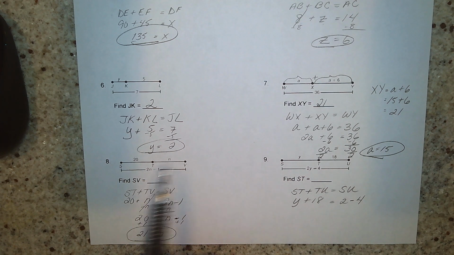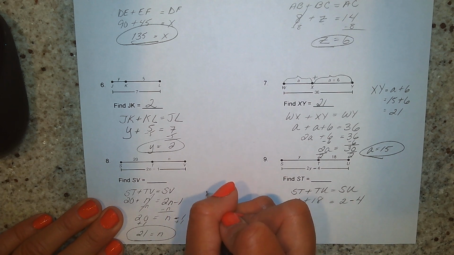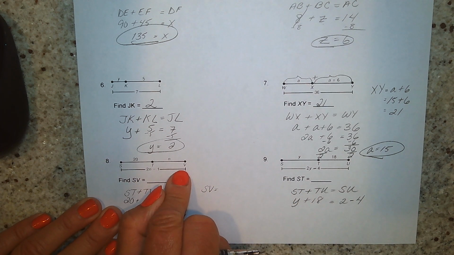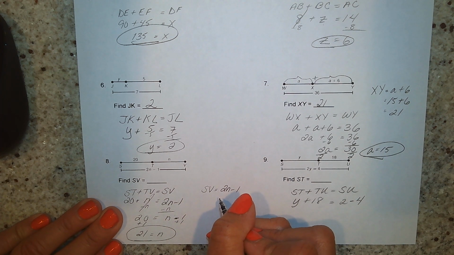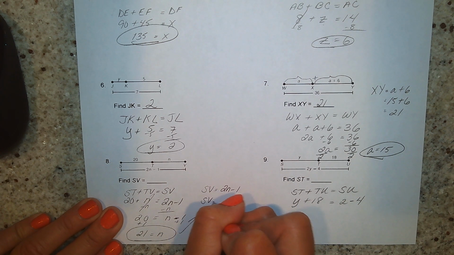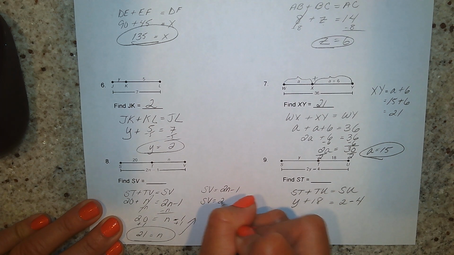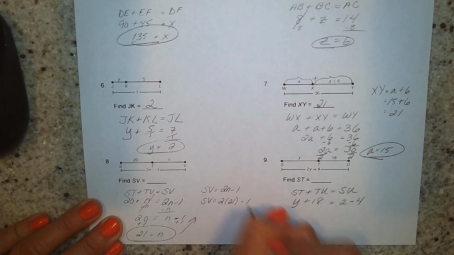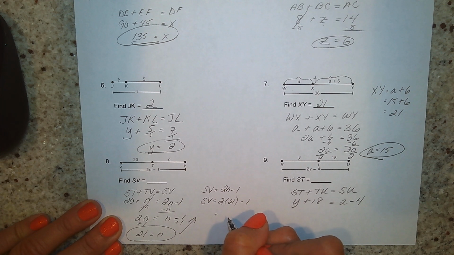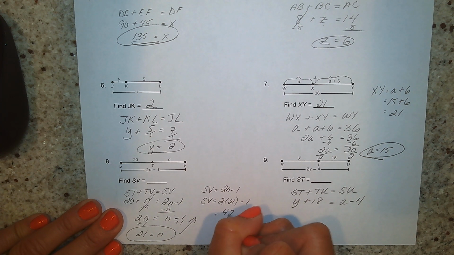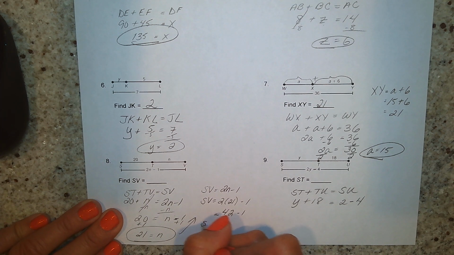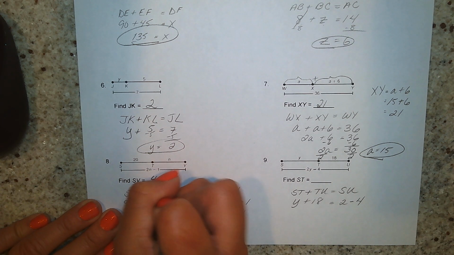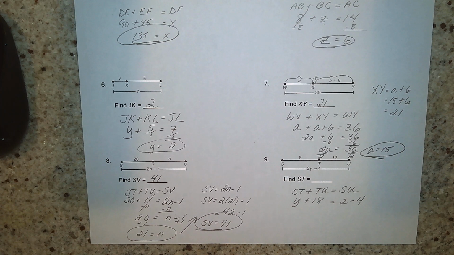Now, we had to find for this problem SV. So SV now is equal to the entire thing of 2N minus 1. So we're going to need to substitute for this. We're going to plug this in over here. So the length of SV is going to be 2 times 21 minus 1. So 2 times 21 is, of course, 42. Minus 1 is 41. So the length of SV there is 41. And that's our final answer.